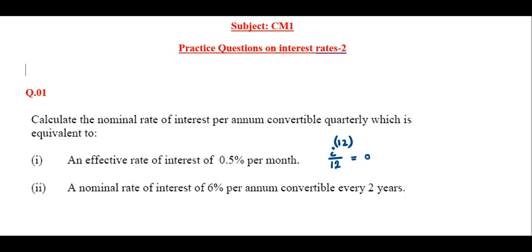0.5%. And when we talk about 0.5%, if you convert to a number, this will be 0.005. This is 0.5%. Using this value, you can find this one: nominal rate of interest per annum convertible quarterly.